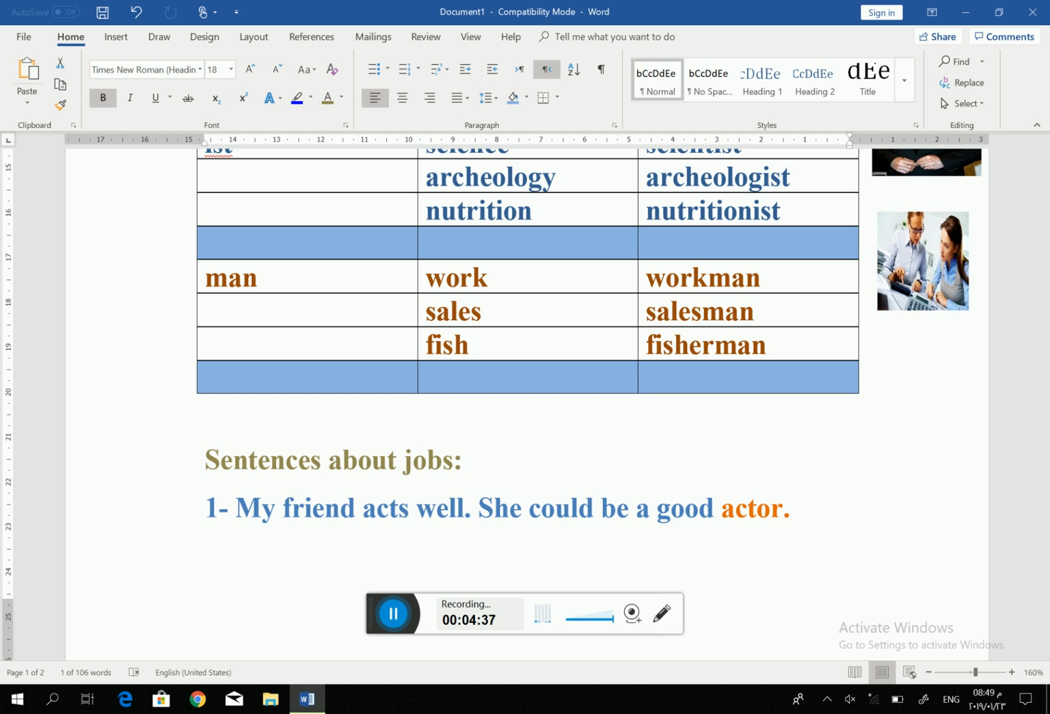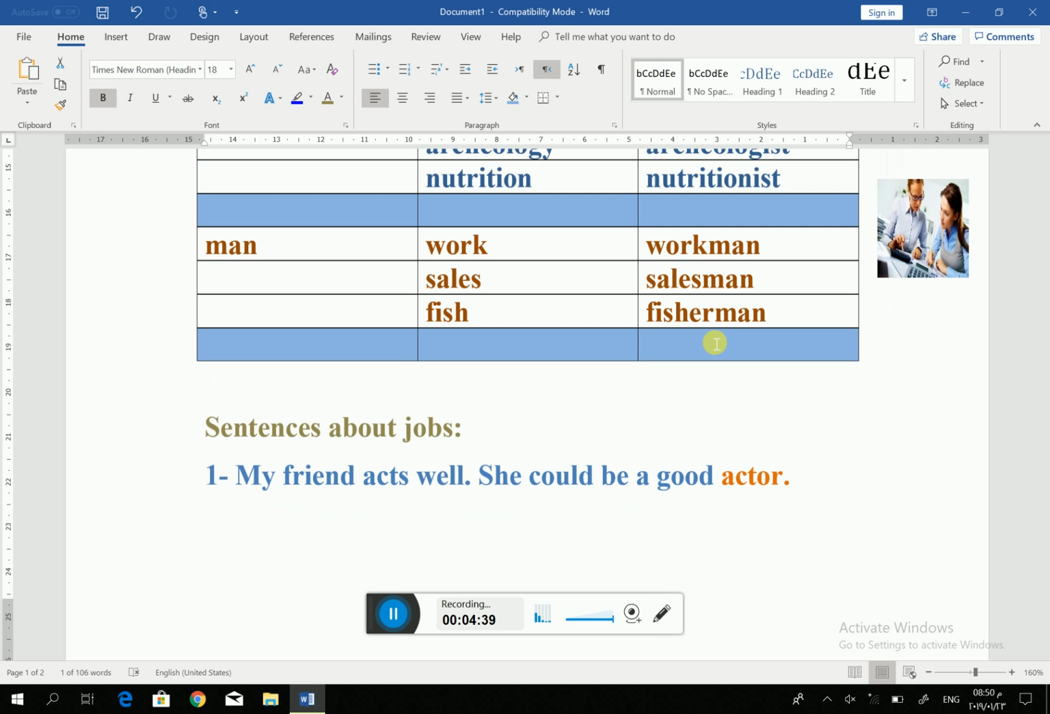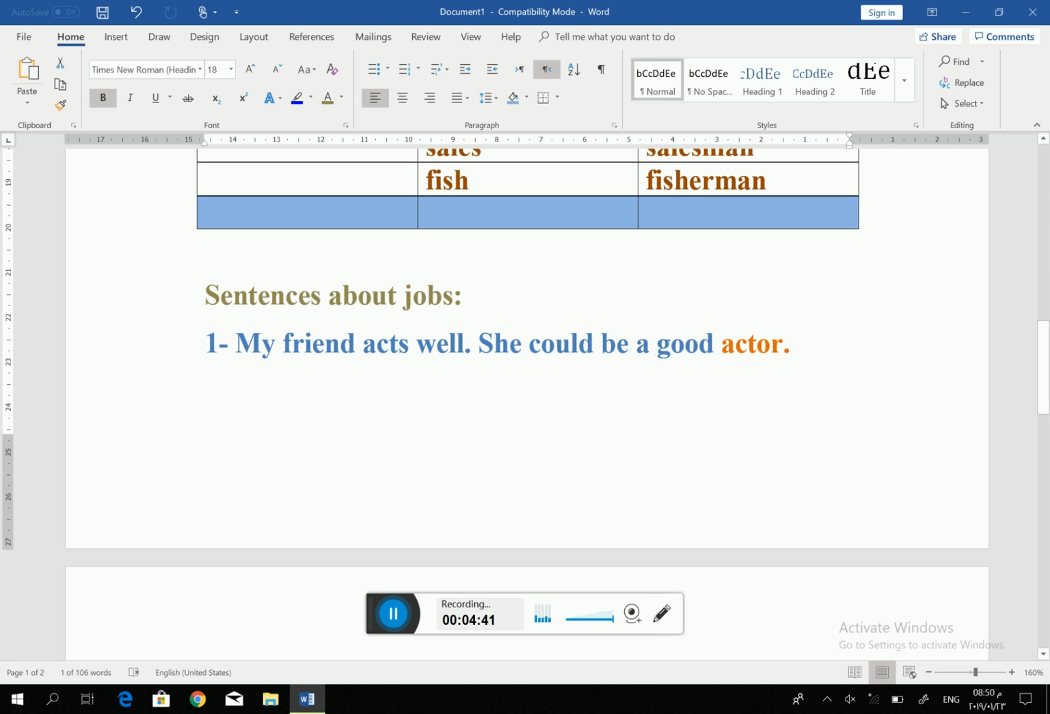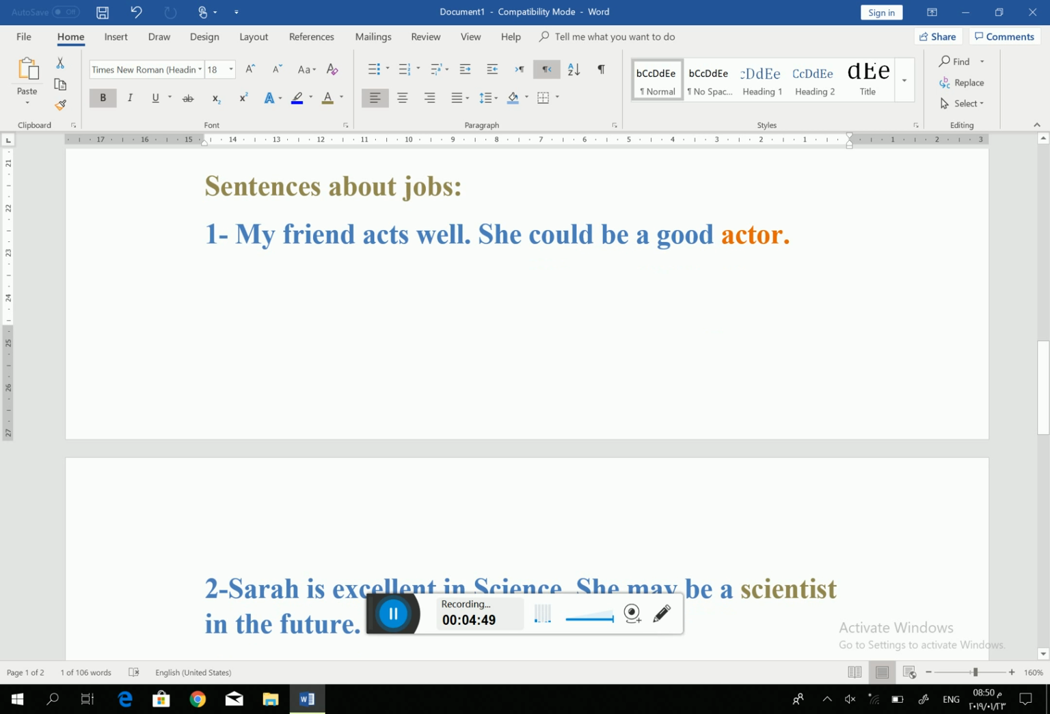It's not enough to learn suffixes, but you should enrich your set of vocabulary and try to make some sentences using what you have learned. Sentences about jobs, like this: my friend acts well. So what could happen in the future? My friend acts well, she could be a good actor. Acts, actor.